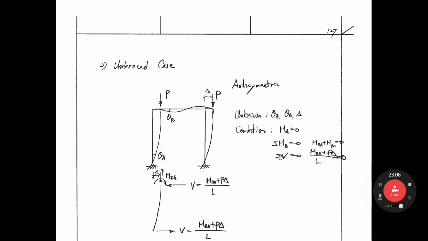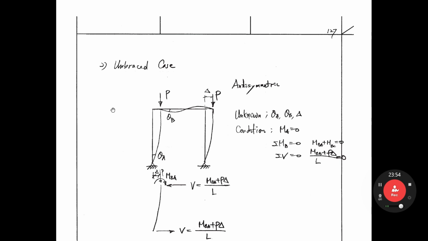That is the procedure. Let's look at the unbraced case. In this unbraced case, we have the side sway of delta, right? The unknowns are theta A, theta B, and delta. We have three unknowns, so we need three equations again. So MAB equals 0. The summation of the moment at joint B equals 0. That means MBA plus MBC equals 0. And then the other equation is that the shear force at the top equals 0.